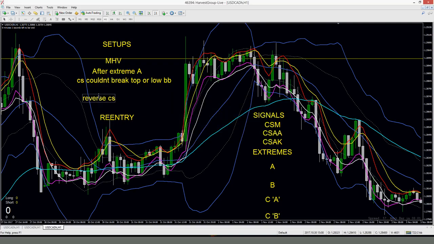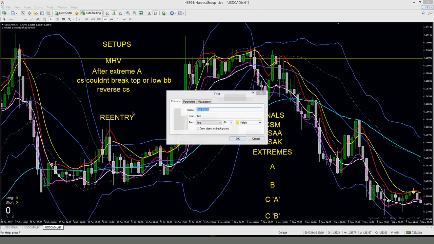Obviously, you have this candle over here that couldn't manage to break top BB. This is the highest body at this particular point, and then you have a reverse candle. For this MHB to finish up, you need to have a retest, an MHB retest, okay?